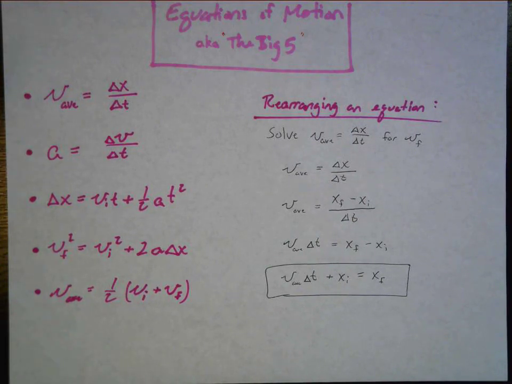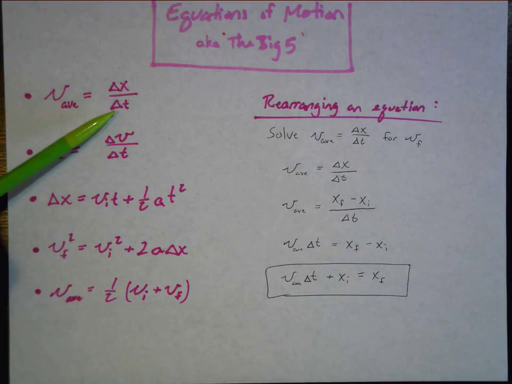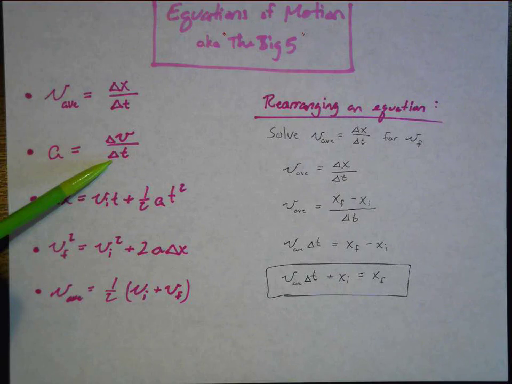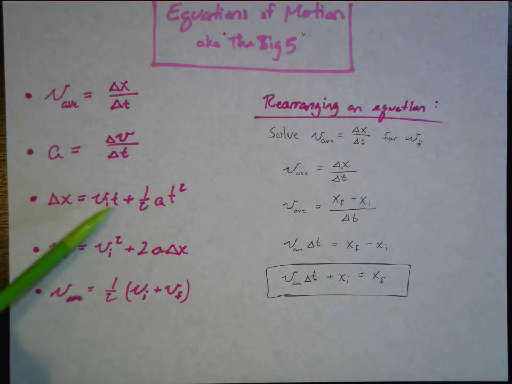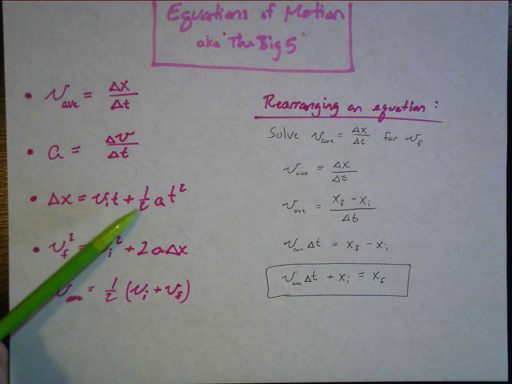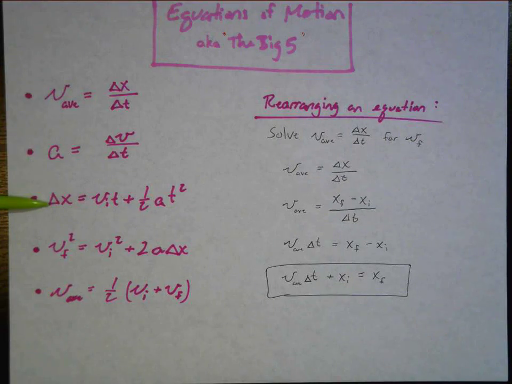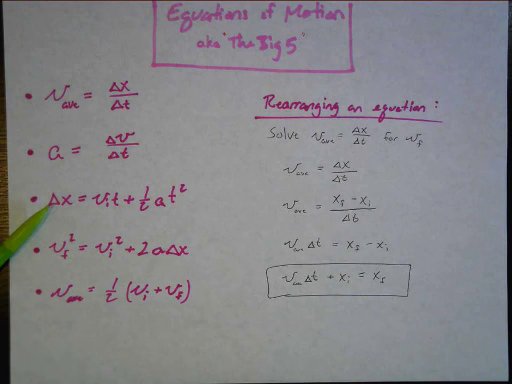These are important. You can see the first one, average velocity, is equal to displacement divided by time. You can see acceleration is equal to change in velocity divided by time. You can see that displacement is equal to initial velocity times time plus 1/2 times acceleration times time squared. And you've seen these 3 equations from previous videos. There are 2 more though, and these 2 come about in a couple of interesting ways.